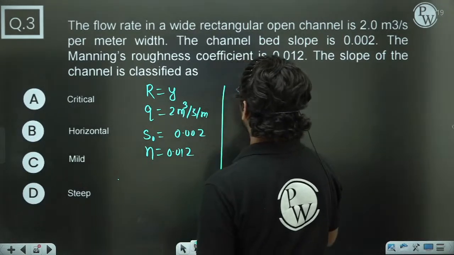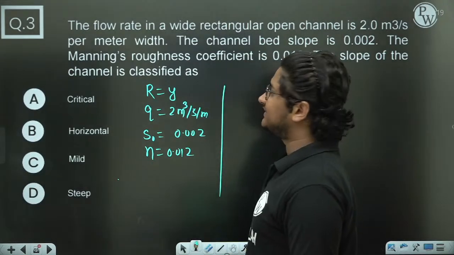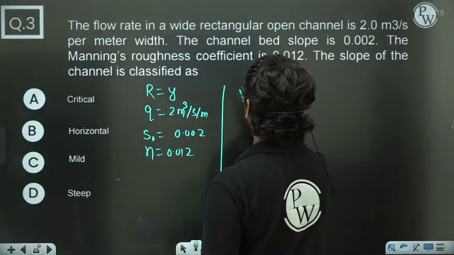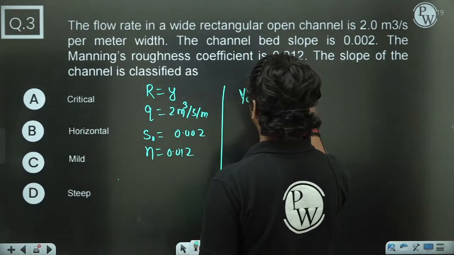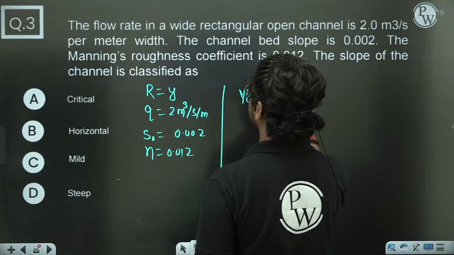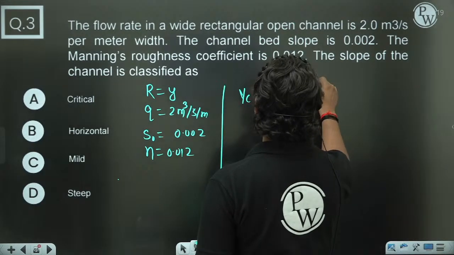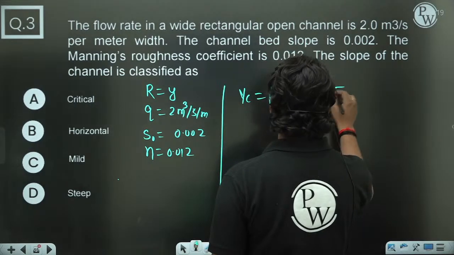To find out the slope, we can find out YC. As it is a wide rectangular section, YC will be small q square upon g, to the power 1 by 3. So 4 divided by g, g we have 9.81, to the power 1 by 3. Tell me the value of YC.